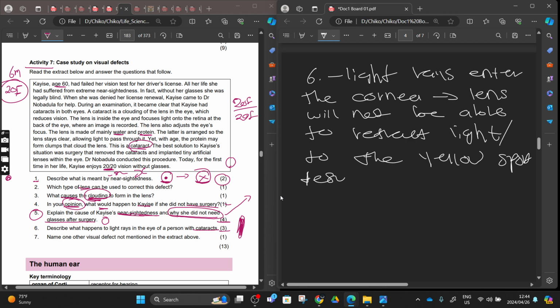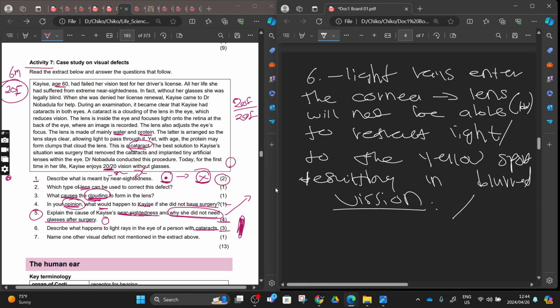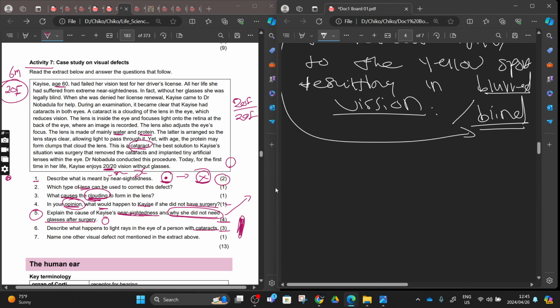That results in blurred vision. Or you can explain that the light will enter the cornea, but the lens will be blocked by the cataracts, which prevents light from passing through the lens, resulting in blindness. This one will result in blurred vision, and if you take it another way, it will result in blindness.